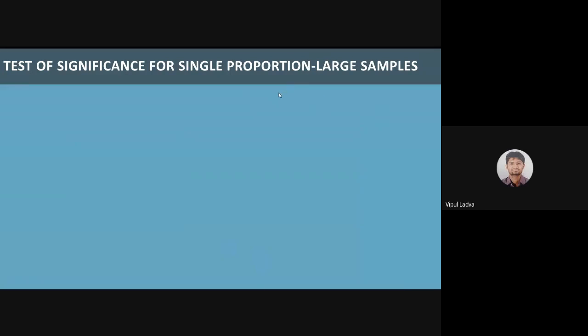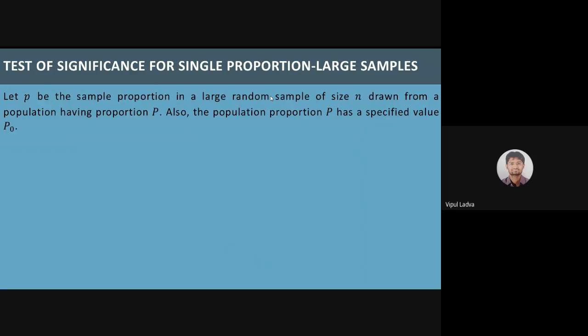How will we do it? It is a large sample, so what will the process be? First, I am giving you the theoretical portion. We will have a proportion of the sample as well as a proportion of the population, so we will use different notations for both. Let small p be the sample proportion.